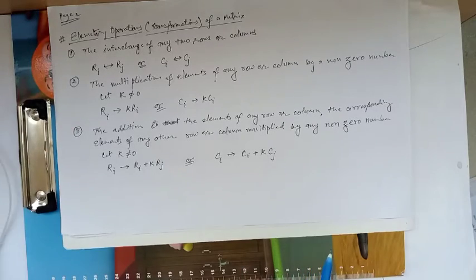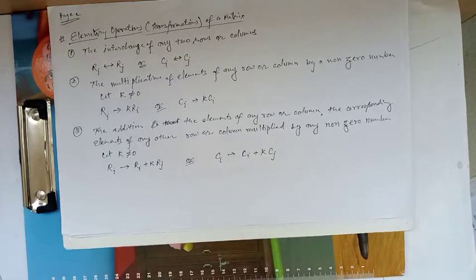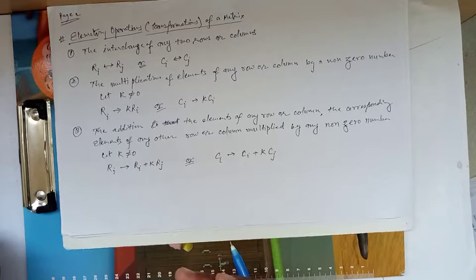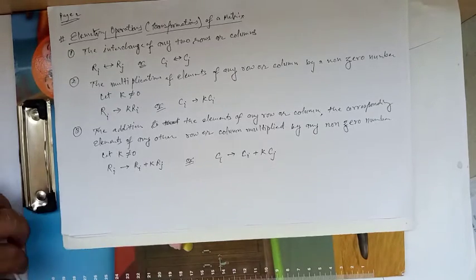While solving questions, we will come to know how to use these things. And one more thing: elementary operations are to be restricted to row wise or column wise. One should not follow both methods at the same time. One has to follow only one method at a time.